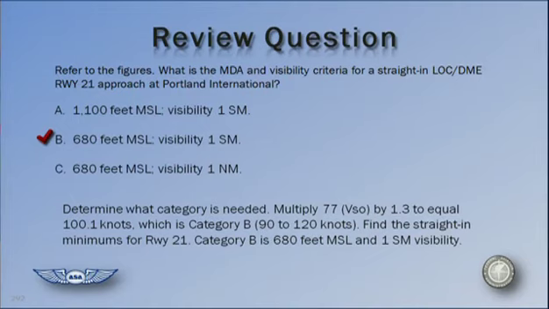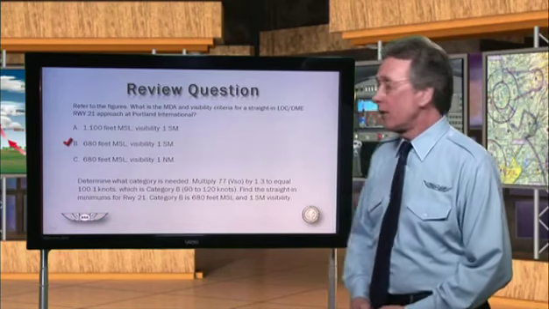Determine what category is needed. We multiply the 77 VSO by 1.3, which we did to equal our speed of 100.1 knots, which is category B, between 90 and 120 knots. We find the straight-in minimums for runway 21. Category B is 680 feet MSL and 1 statute mile visibility. Okay, covering some good information here.